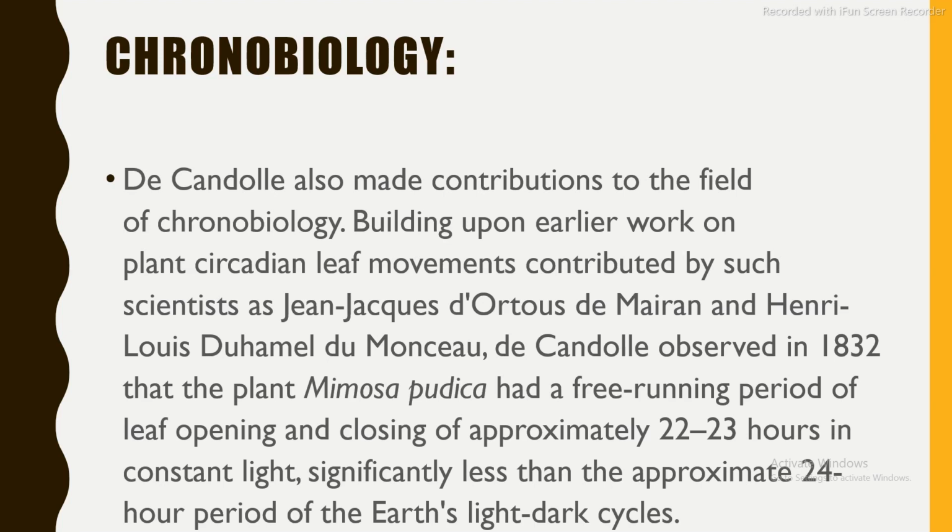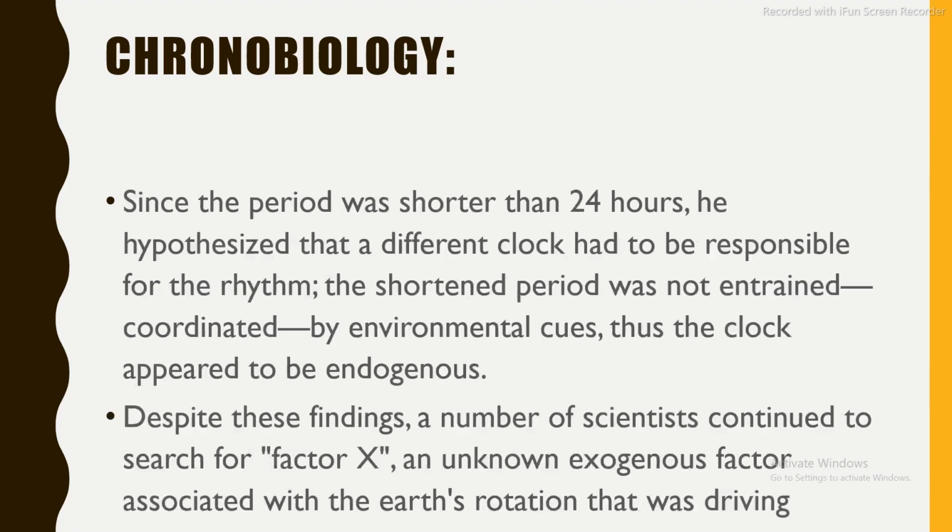De Candolle observed in 1832 that the plant Mimosa pudica had a free-running period of leaf opening and closing of approximately 22 to 23 hours in constant light, significantly less than the approximately 24-hour period of the Earth's light-dark cycles. Since the period was shorter than 24 hours, he hypothesized that a different clock had to be responsible for the rhythm. The shortened period was not entrained, coordinated by environmental cues. Thus, the clock appeared to be endogenous.